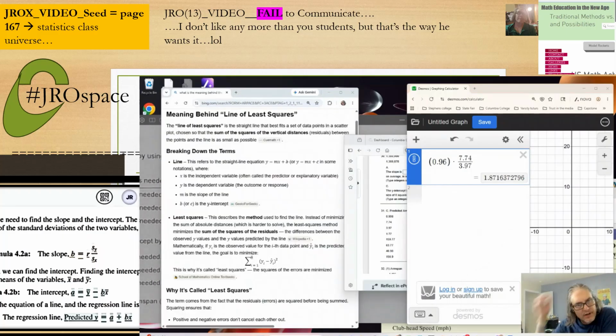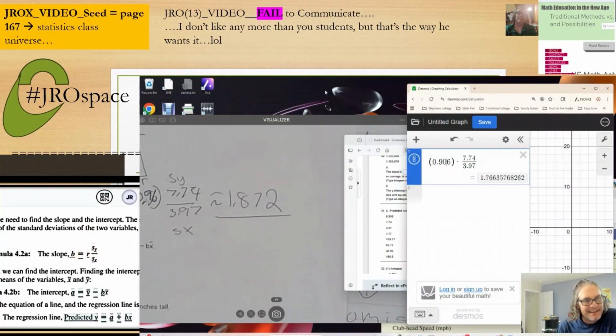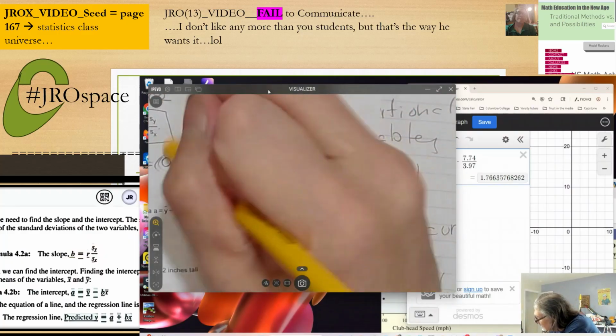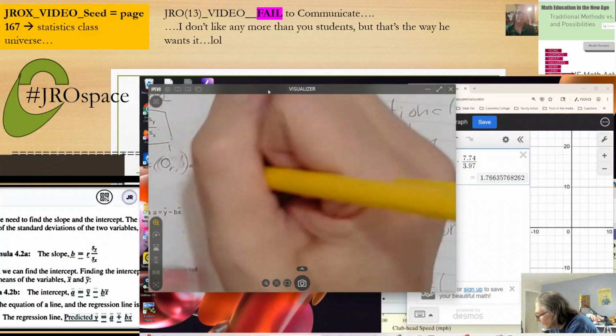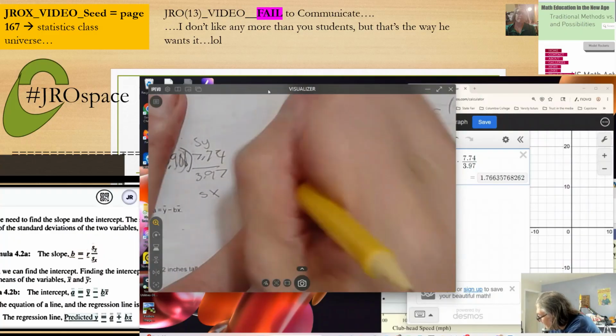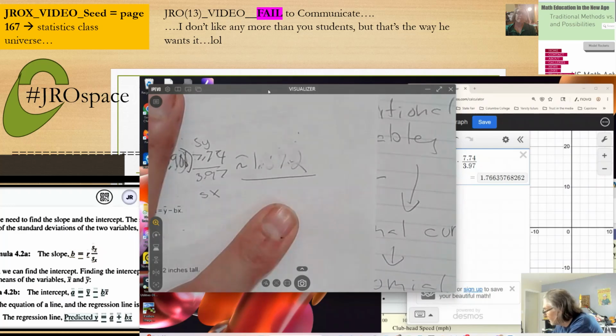Okay, so I found the answers for this one. I'm using the same numbers they have. That's it. We got it. There we go. A typo right there, 0.906, and that's a correction on that number right there.